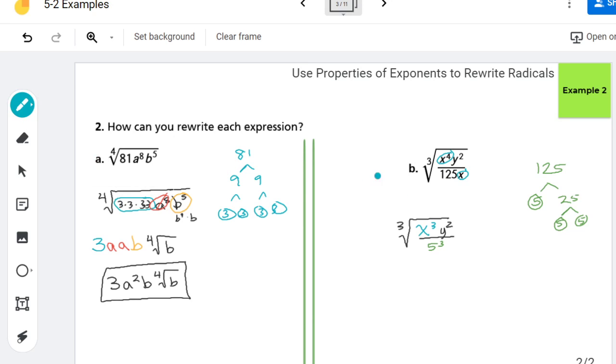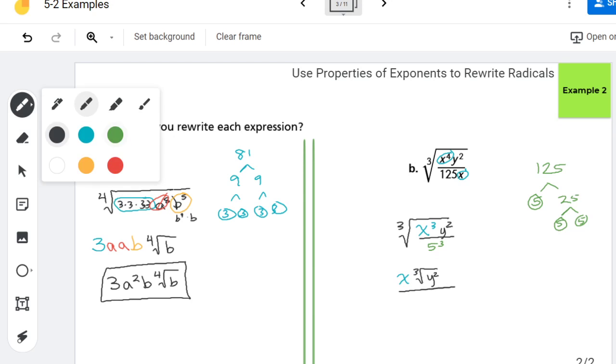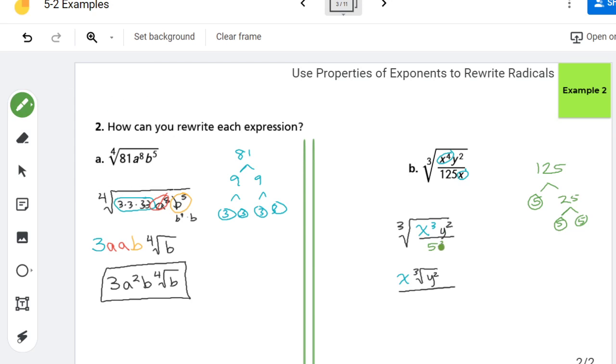So now let's start canceling stuff out. So I have 3 of a kind for my x's, so I'm going to pull an x out of the radical. But I only have 2 of a kind of the y's. So the y's are going to stay inside the cube root, like that. And then down below my fraction, I have 5 to the third. So I already have 3 5's, so I'm going to remove the 5 as well. So there's that reduced form of it.